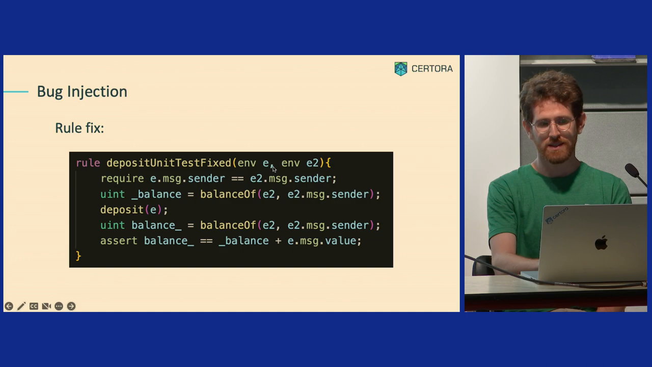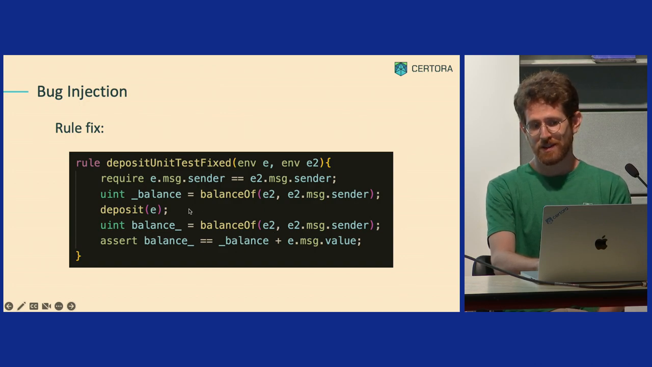So the fix is we create another environment that encapsulates all the message data, and we require that the message sender of the first E is equal to the message sender of the second E. Then we call the deposit function and the balanceOf function with different environments. So the message sender here of E2 is the same message sender as deposit, but the message value is not necessarily the same.